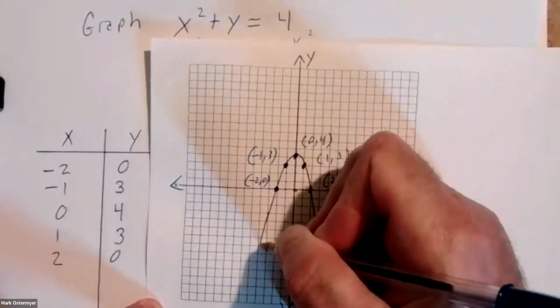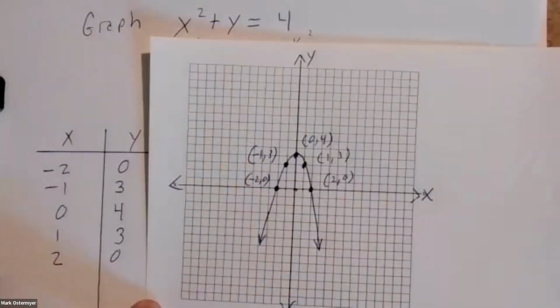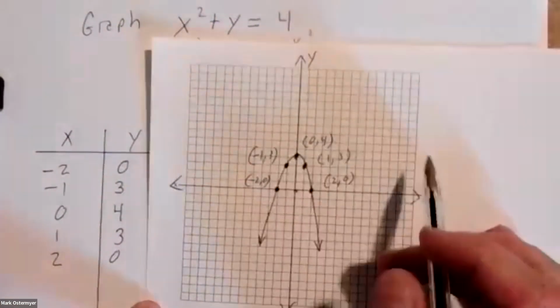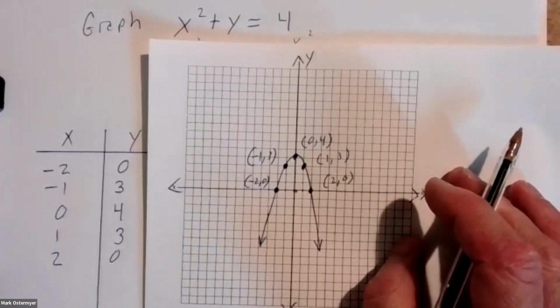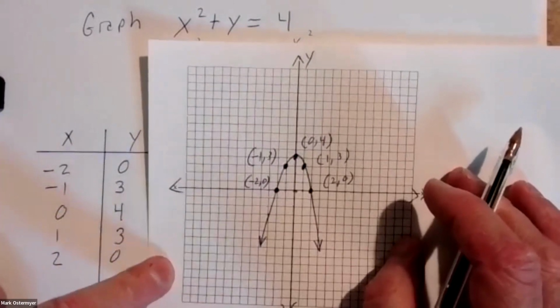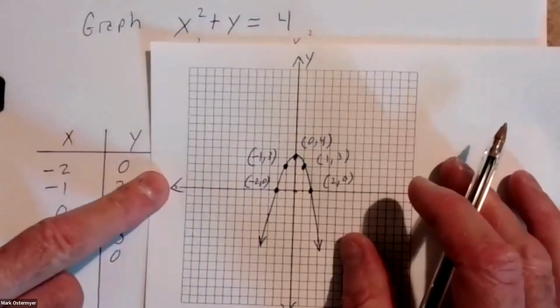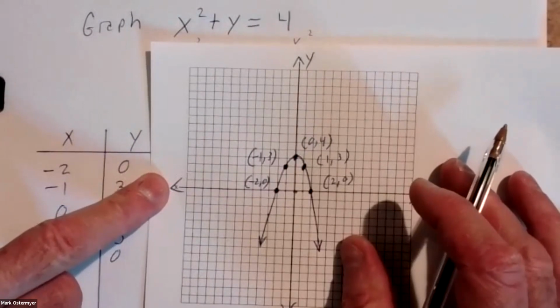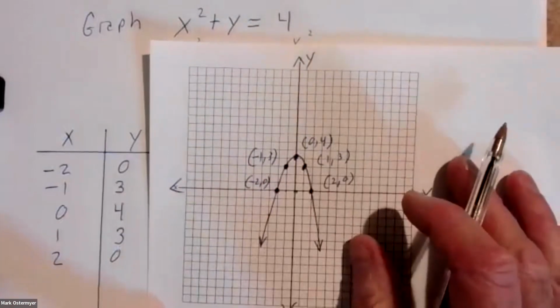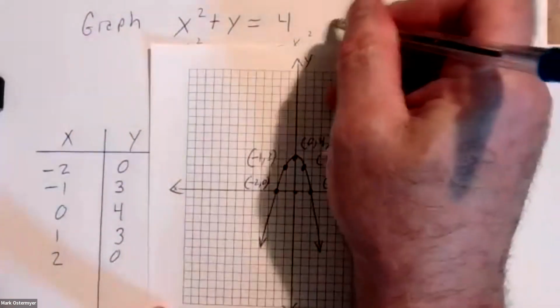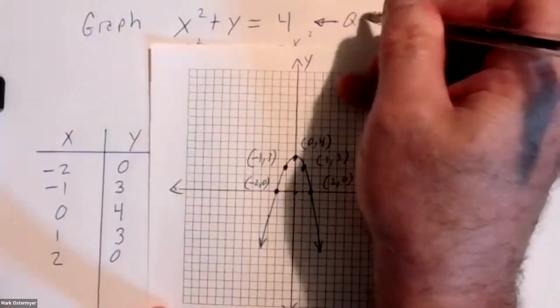And put arrows at the end here, and you have the graph of x squared plus y equals 4, or y is equal to -x squared plus 4. So that would be the graph of this equation. This equation is not a linear relationship between x and y, and that's why its graph is not a straight line graph. This is actually called a quadratic relationship.